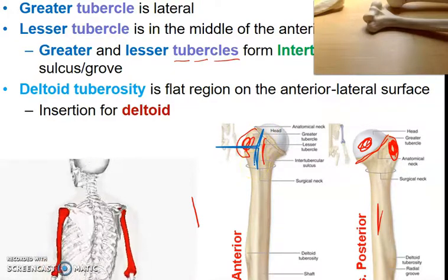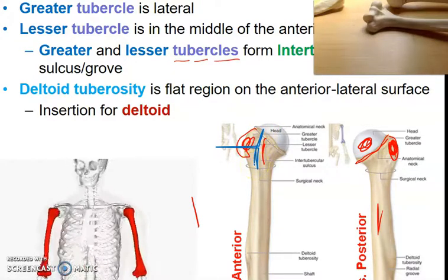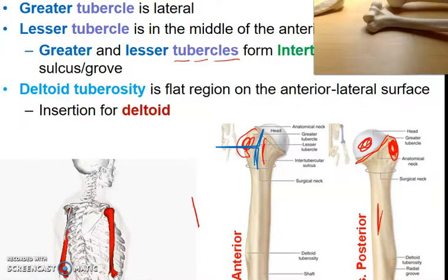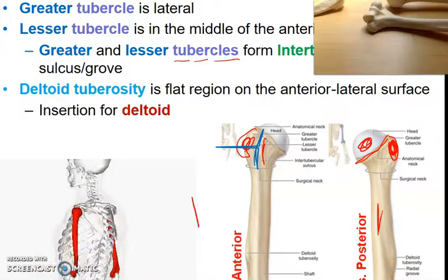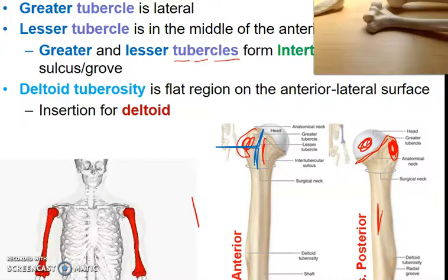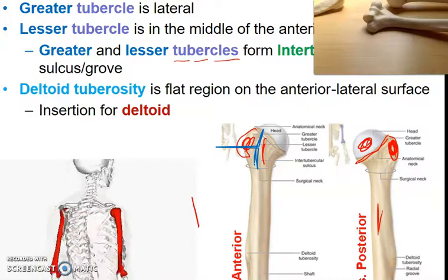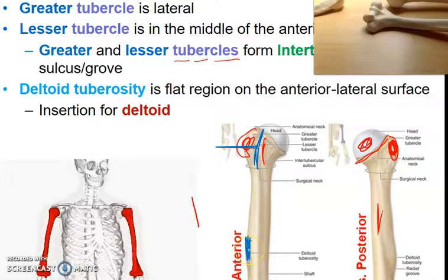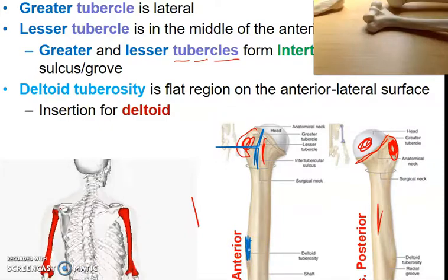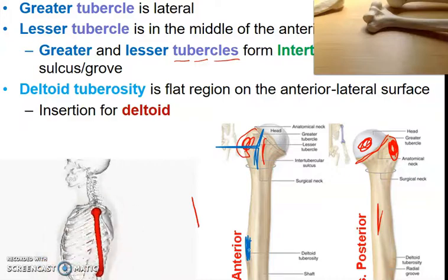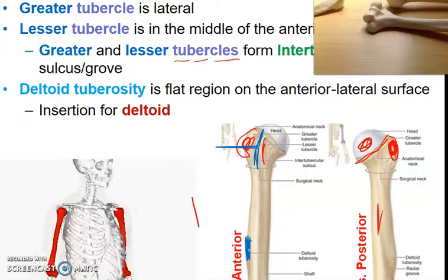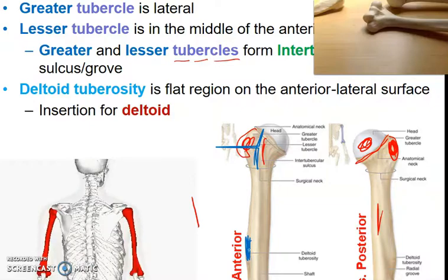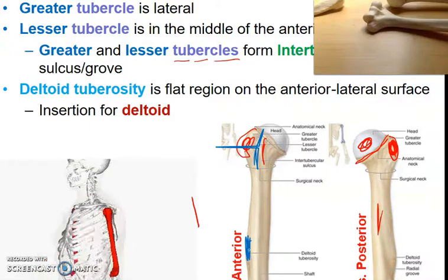Now, when we learn about the shoulder, 5 zillion muscles are going to attach there, either in the groove, below the groove, or on either of the tubercles. Trick is to say it slowly, I think. This right here, it's a rough, flat area. That is a tuberosity, not to be confused with the tubercle. That is where the deltoid muscle attaches to.